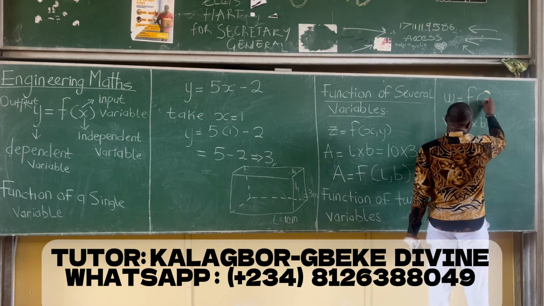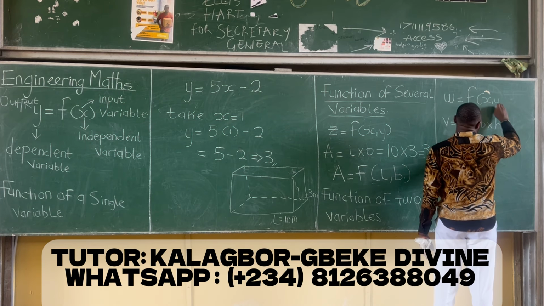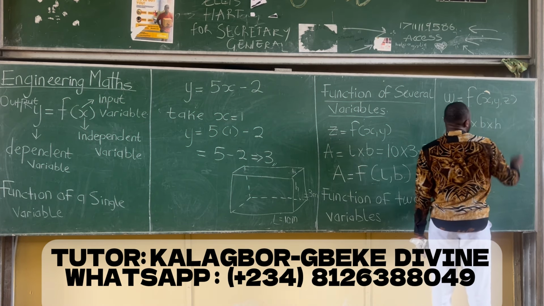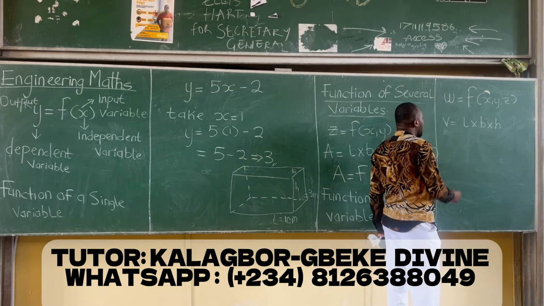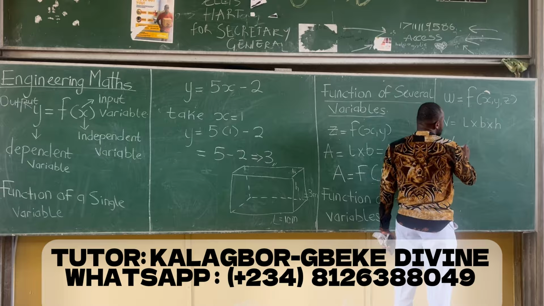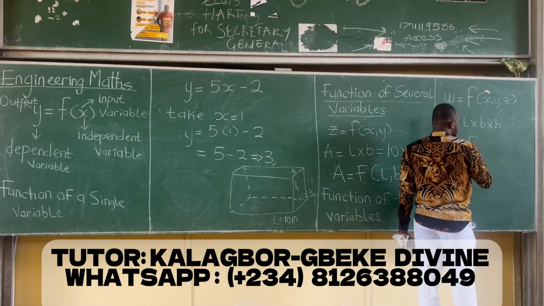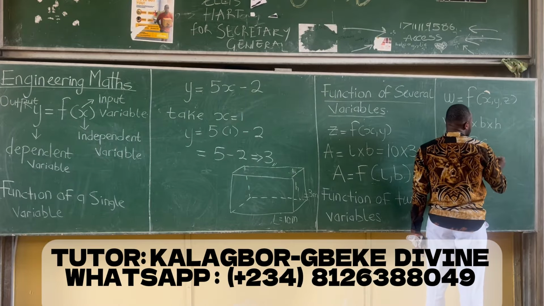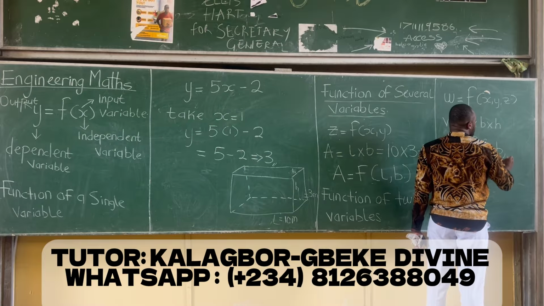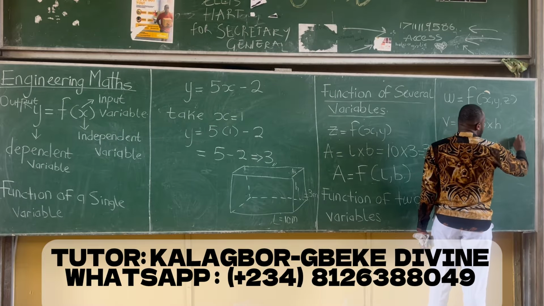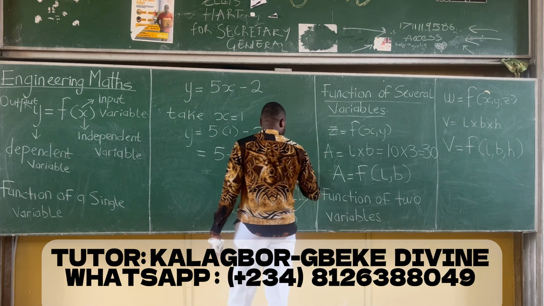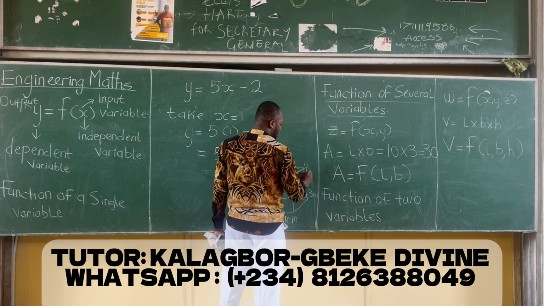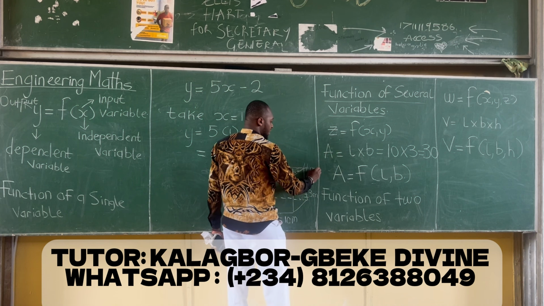And we have the function of what? Let's just say x, y, z, right? So this is a function of three variables. But we want to put it in this form. We have that V is a function of the length, comma, the breadth, comma, and the height, right? Now let's say the breadth is 4 meters.